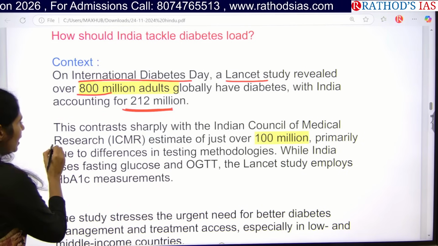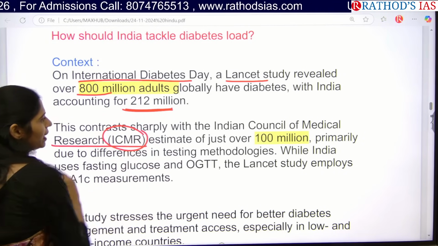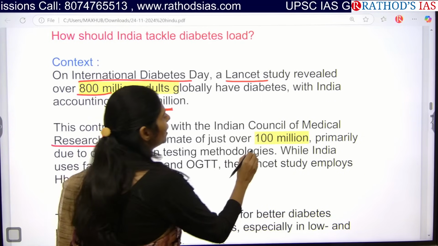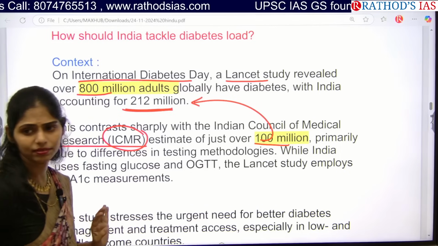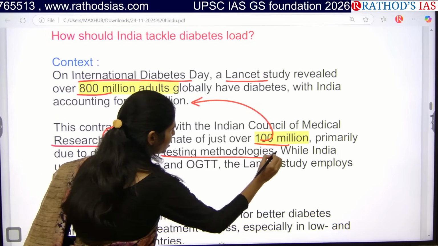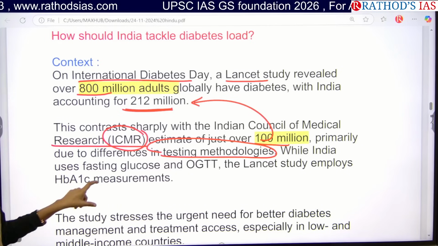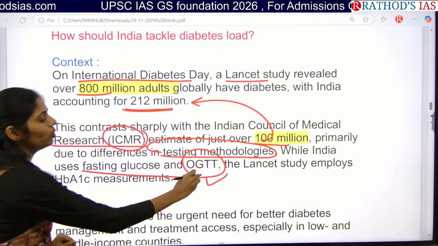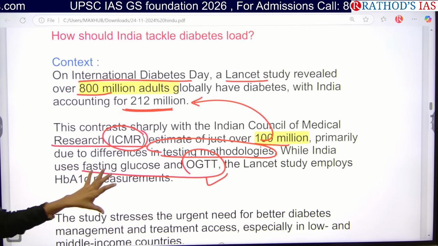But Indian data, according to the ICMR, the Indian Council of Medical Research estimate, says it is just 100 million, not 212 million. So why? It is because of differences in testing methodologies. India uses only fasting glucose and OGTT, the oral glucose tolerance test. So we are using only these two.